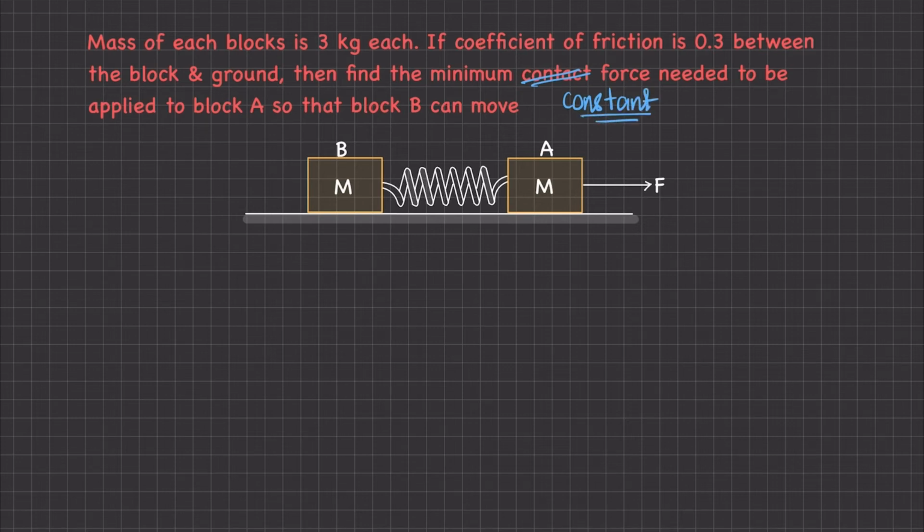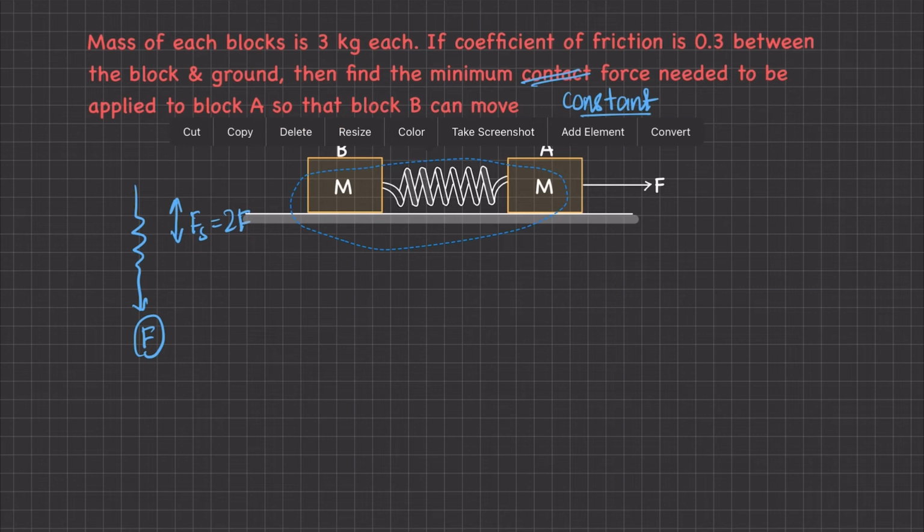Minimum constant force needed to be applied to the block A so that the block B can move, right? Now see, if we apply the concept of the first problem, in the first problem we said that if we have a spring and we apply a constant force F to it, then the maximum spring force that can develop is 2F, right? The spring force will be 2F. Now let's analyze that concept in regard to the problem given.